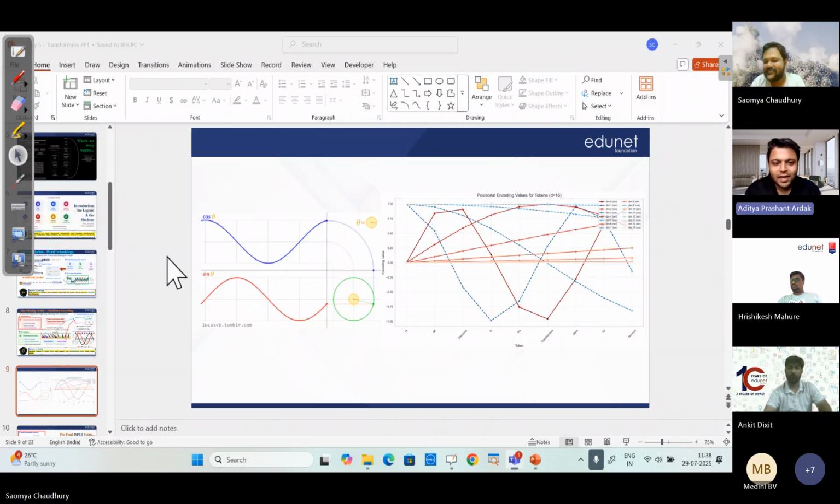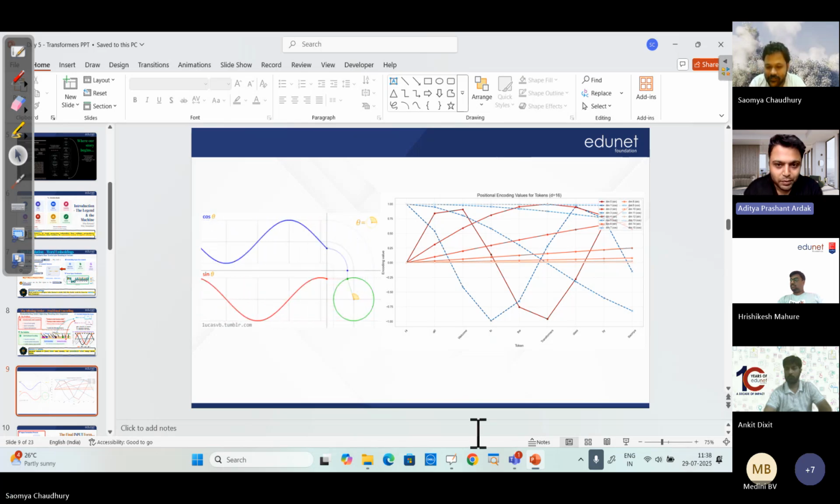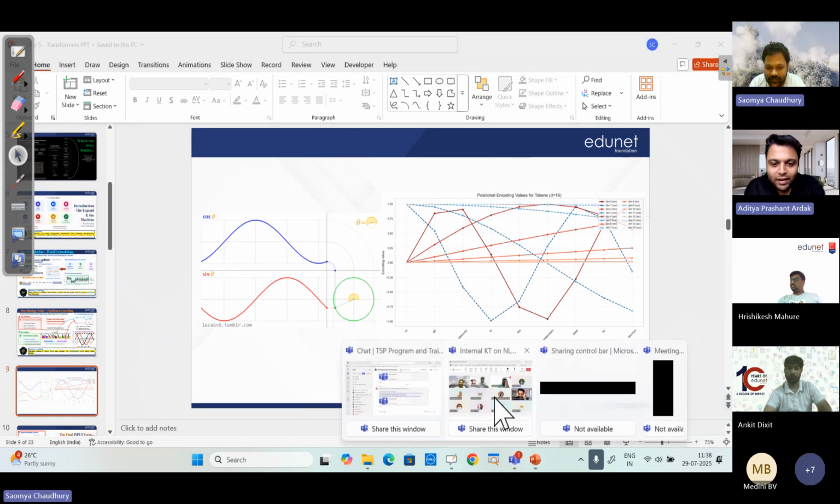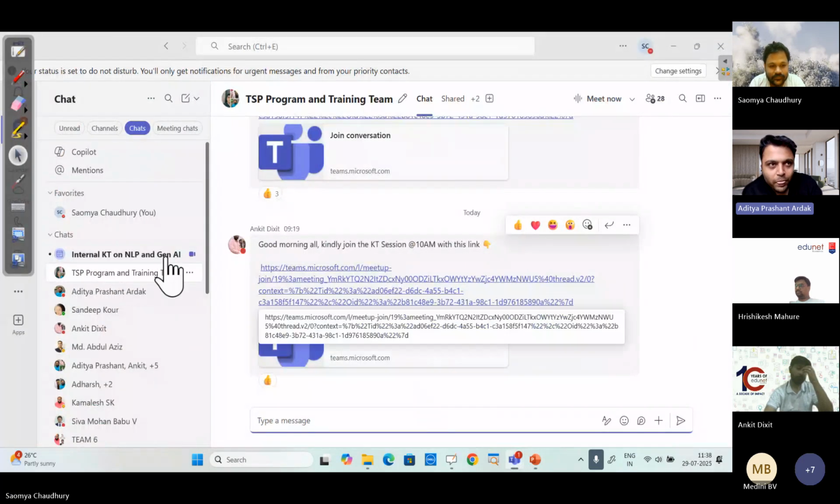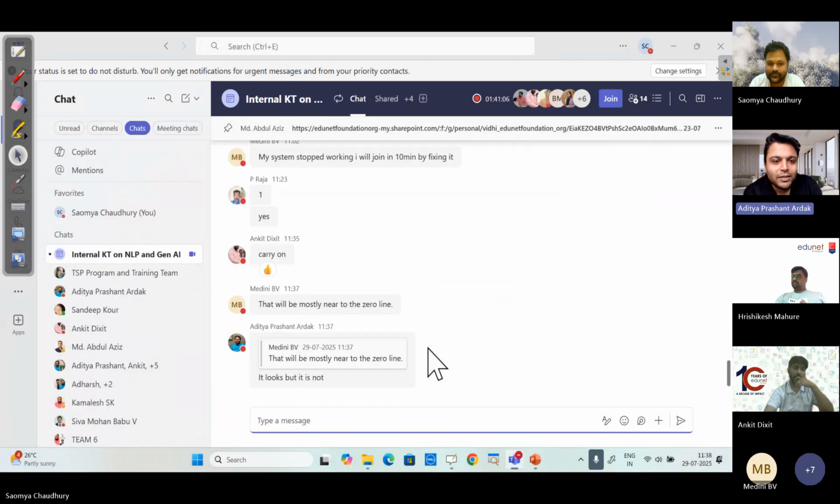Yes, sir, I just want to add something here. The comment Medini has made, that it will be mostly near the zero line. The thing we have here is that we are talking about dimensions. Dimensions are basically for individual dimensions, like the basis we discussed yesterday. Let's say one base is there for dimension 1, another base for the second dimension, and there could be 3 and n dimensions and n bases.